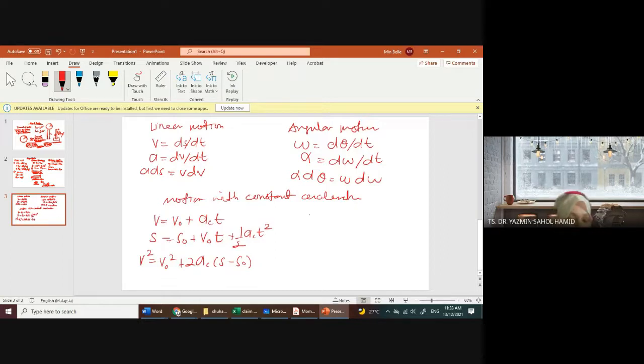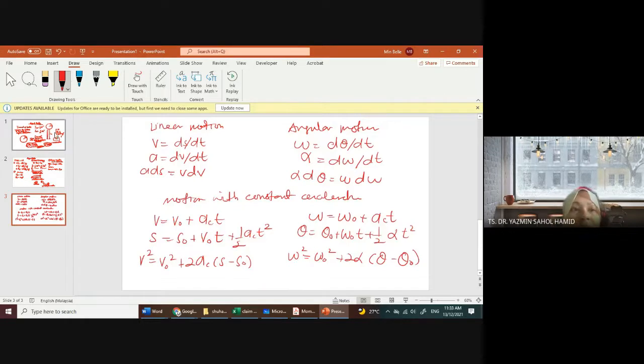For angular, you know omega naught plus alpha t. Okay. Theta equals theta naught plus omega naught t plus 1 over 2 alpha t squared. And lastly, omega squared. I know you're tired writing this formula again, but it's okay, we can write again. Okay, all right, so those are the important things untuk rigid body lah.